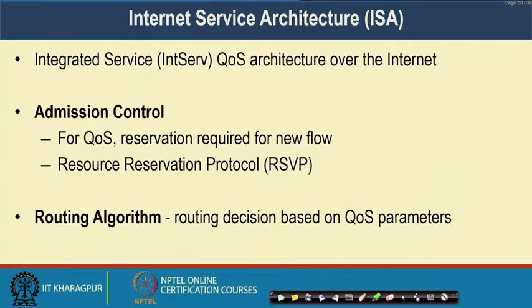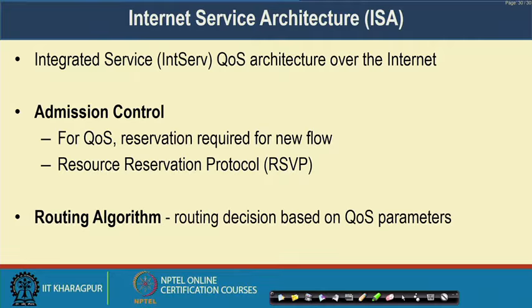This Internet Service Architecture, or ISA, provides an integrated service QoS architecture over the internet. It has a few steps, like admission control. For admission control for quality of service, you require reservation for the new flows. For that we run something called the Resource Reservation Protocol, or RSVP. We will look into this RSVP in a little more detail.